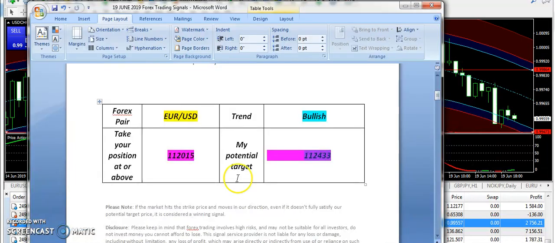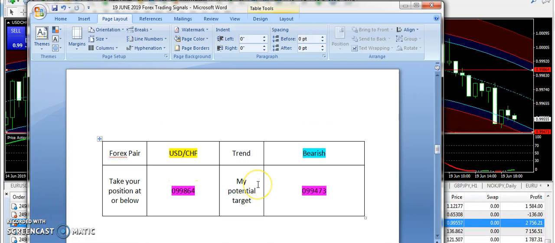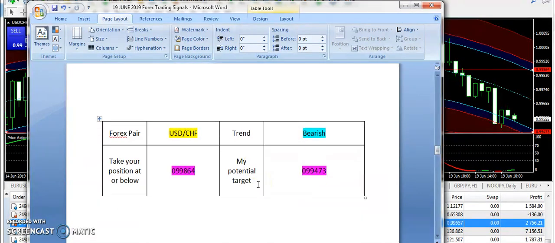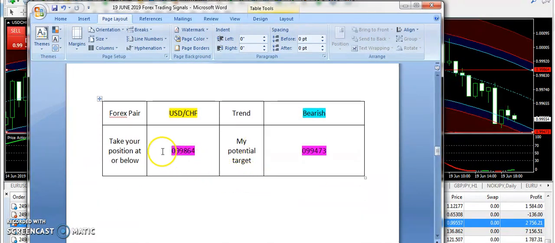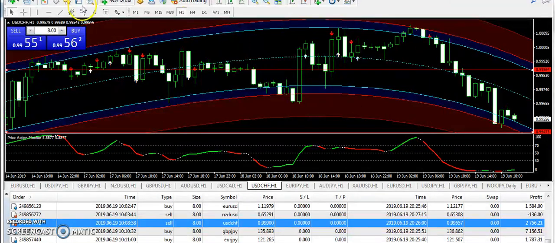Okay, USD CHF. Okay guys, we have seen a big drop on USD CHF today, and this drop was already predicted by 200forexflips.com early in the morning. 0.99864 was the bearish entry and 0.99473 was the target price. And guys, you can see we have a big drop on USD CHF, and the market just went near to the target price. Overall, I congratulate all those subscribers who have followed this signal. They must have ended up with very good profits.